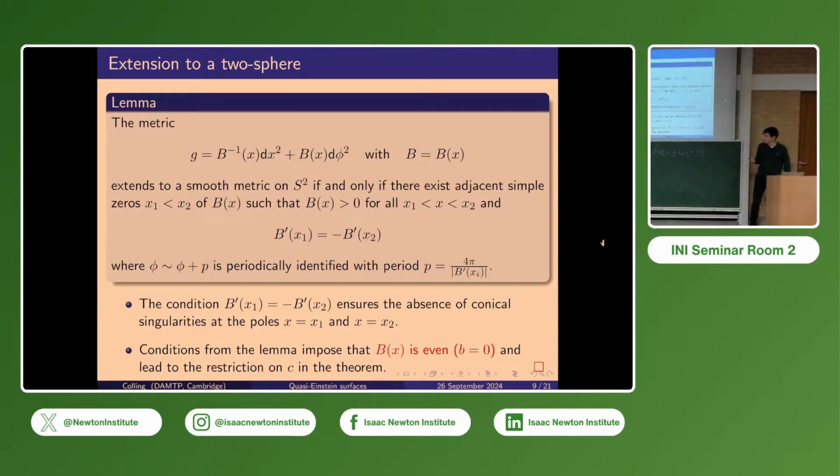And so now there's one remaining constant C left to fix. And so you have to choose this constant C such that B has 2 simple zeros. And this will lead to this table that I had in the theorem. And this completes the proof.